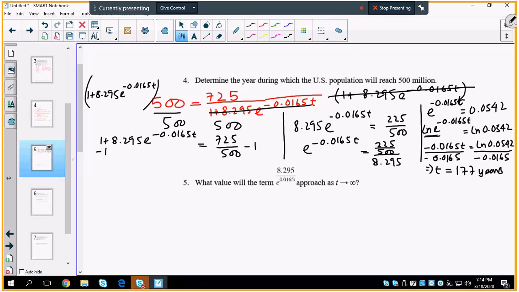So I will say in around 2077, the population will be around 500 million.